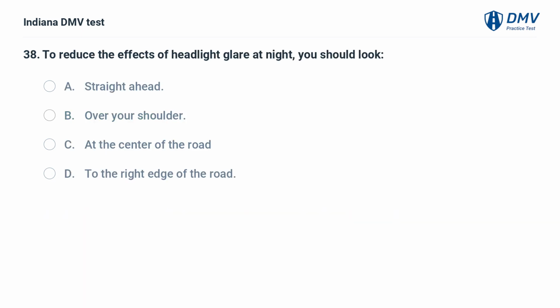To reduce the effects of headlight glare at night, you should look A. Straight ahead. B. Over your shoulder. C. At the center of the road. D. To the right edge of the road.